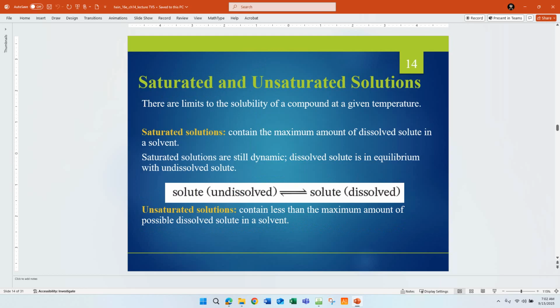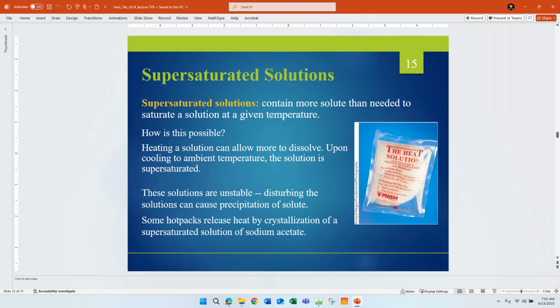Okay. All right, so I just went over saturated and unsaturated. The maximum amount of dissolved solute in a solvent is saturated, and it contains less than the maximum amount if it's unsaturated. Supersaturated is more solute than needed to saturate a solution at any given temperature. So how does that happen? Typically by heating the solution and then slowly cooling it. The solution can be supersaturated and stay in a liquid form until it becomes unstable, by disturbing it, jostling it in some cases.